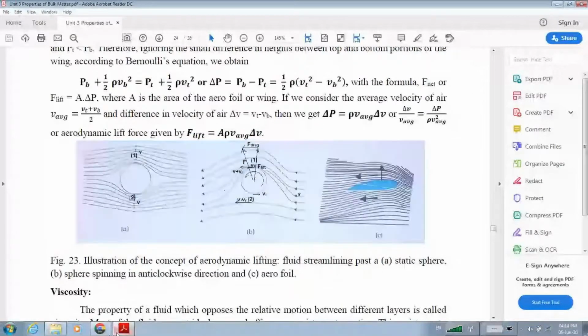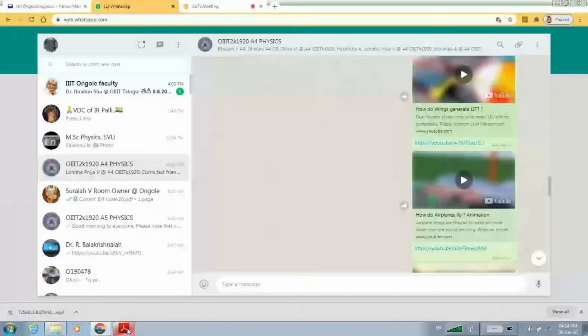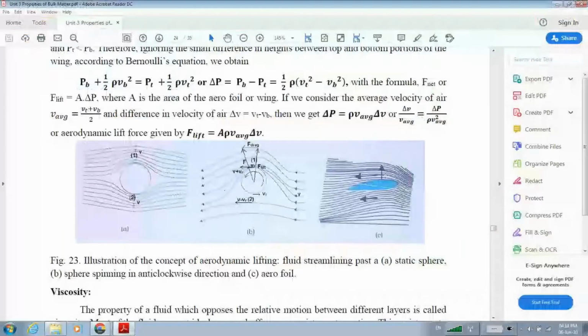So here, because of the velocity variations on the upper surface of the wing and the bottom surface of the wing, pressure differences occur, and due to these differences the aerodynamic lift occurs, and as a result the aeroplane is lifted upwards and it is taking off. So that lift force we can write using the formula F lift equals A into rho into V average into delta V. So this is about the aerodynamic lift.